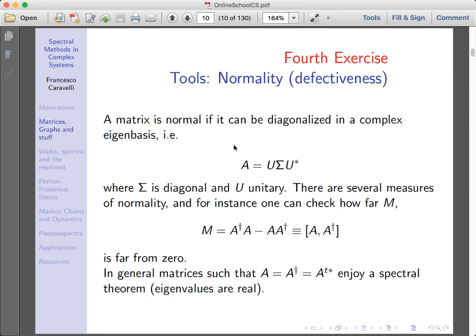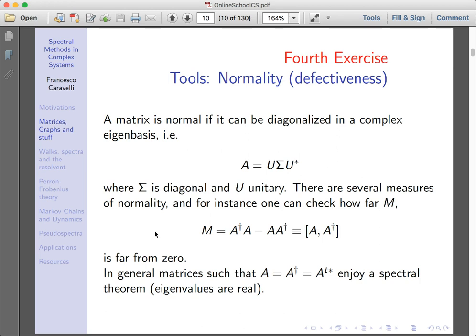What distinguishes a matrix that can be diagonalized by a single set of eigenvectors is basically normality. Normality is defined, given a matrix A, as the commutator between A and the adjoint of the matrix A. Actually, there's a sign error here, but it's defined as the commutator between A and the adjoint of the matrix A. If this quantity is zero, then the matrix A can always be decomposed as in the first formula in this slide.